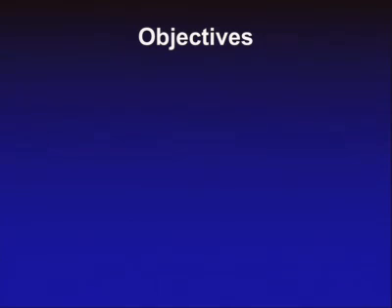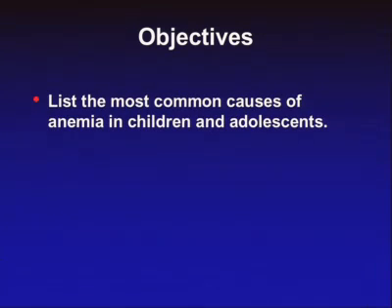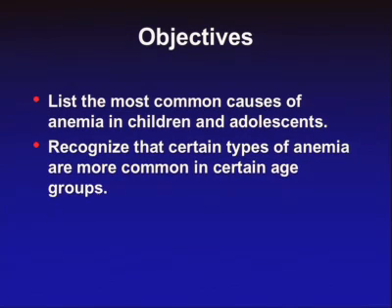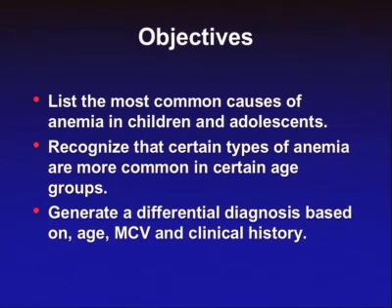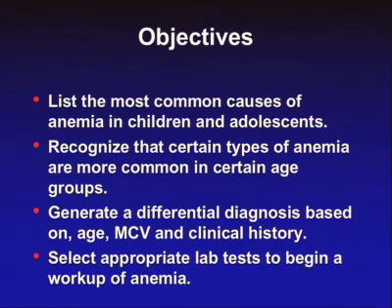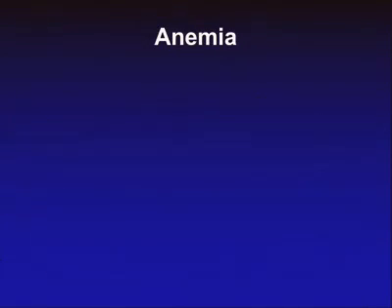All right. So we always start with a few objectives, right? I would have you be able to list the most common causes of anemia in children and adolescents. Of course, recognize that certain types of anemia are more or less common in certain age groups, right? We'll talk about that. You should be able to generate a differential diagnosis based on a combination of several things, but at least synthesize age, MCV, and clinical history all at the same time. Really points you in the right direction. And then be able to select appropriate tests to at least begin a workup of anemia, okay? At least a first-tier workup of anemia.